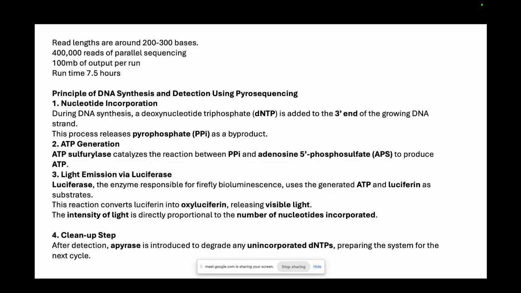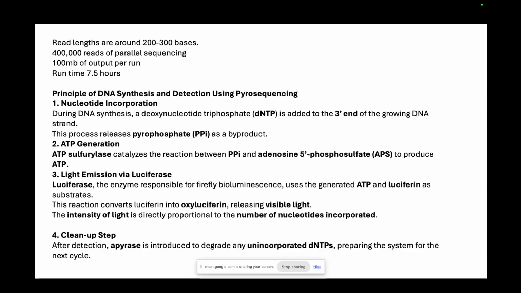During this process, the luciferase enzyme present uses this generated ATP and luciferin, which is also present in the solution as a substrate, and converts luciferin to oxyluciferin, which releases visible light that is captured by a camera or some secondary device. The intensity of the light is directly proportional to the number of nucleotides incorporated. After detection, another enzyme called apyrase is introduced to degrade any unincorporated dNTP so that the next cycle is not contaminated.